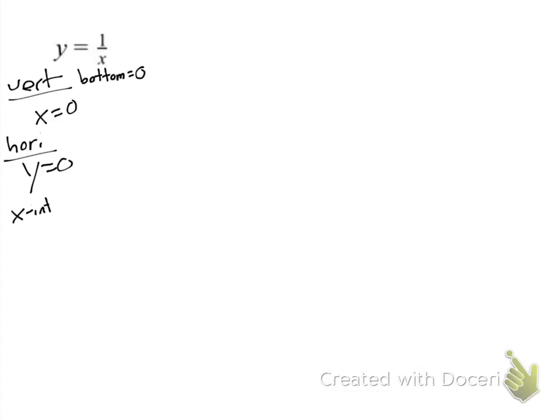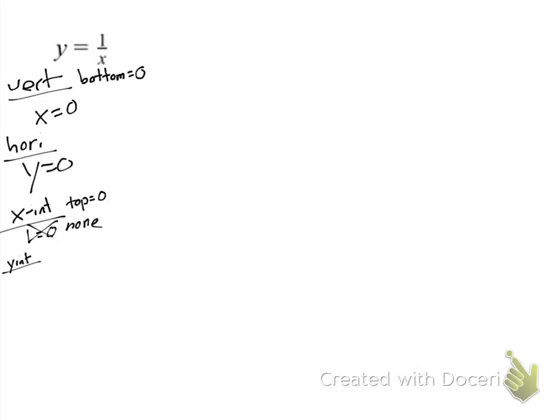X-intercept. So I'm going to put X-intercept. And the rule for that one is set top equals 0. Oh, what's the top? It's 1. Does 1 ever equal 0? No. So there are none or no x-intercepts. Is that okay? Sure. Not every graph is the same, right? Some have them, some don't. Next one.